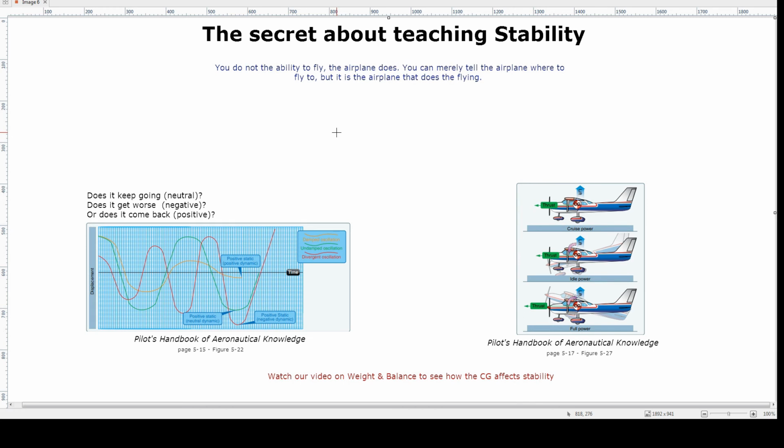But the most important thing is you do not need to hold the airplane with two hands. You do not need to hold the airplane with one hand. All that is required for you to do is watch the airplane fly and touch it with one or two fingers very gently and move it back to where it needs to go, where you want it to go. And that is the secret of teaching stability.